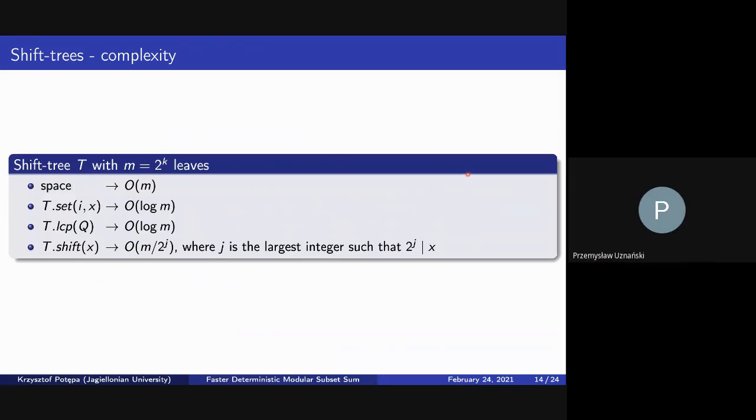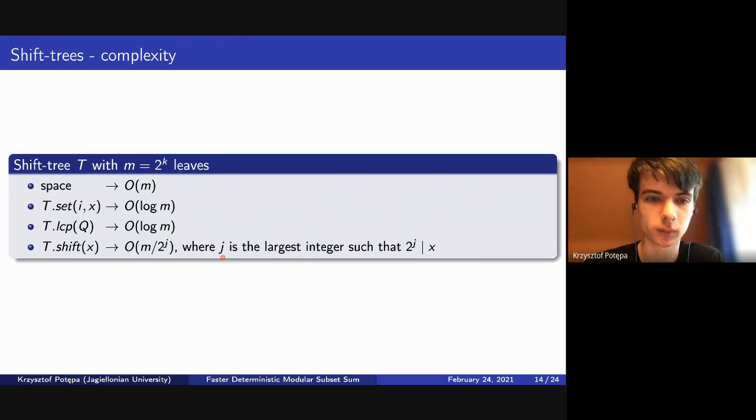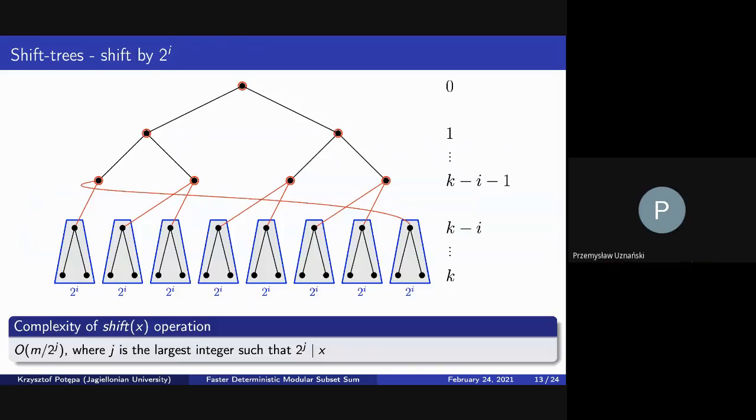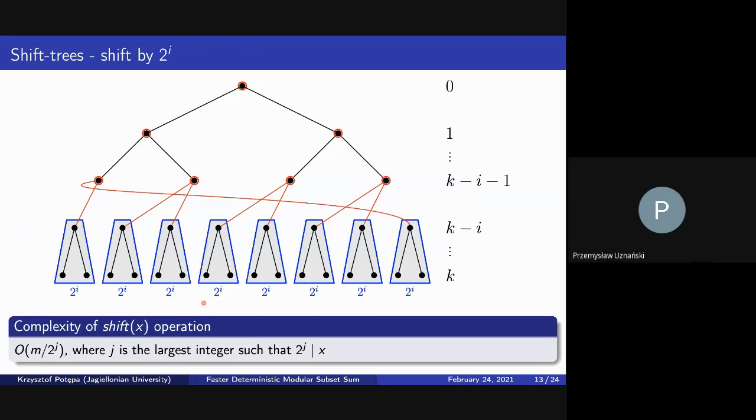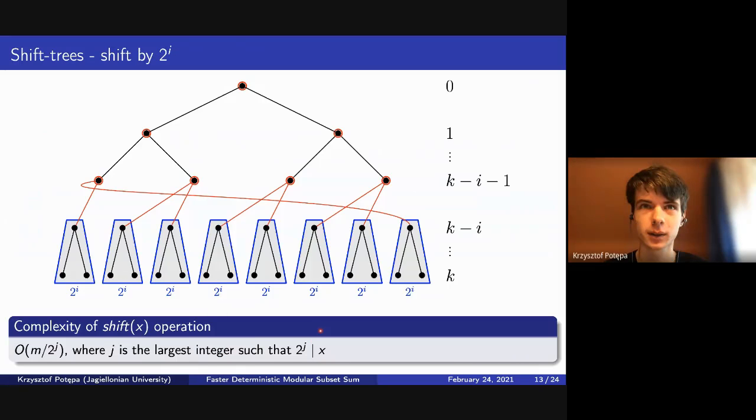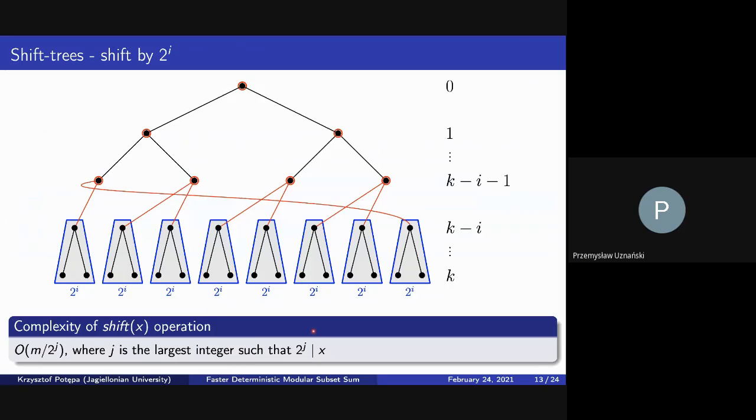But I'm missing something. Why are we taking the largest j? Okay, let's say you do a shift by 17. It's an odd number, so it's linear. So then it will be m divided by 16, right? No, m divided by 1. Okay. Now I see. It's the lowest odd bit.